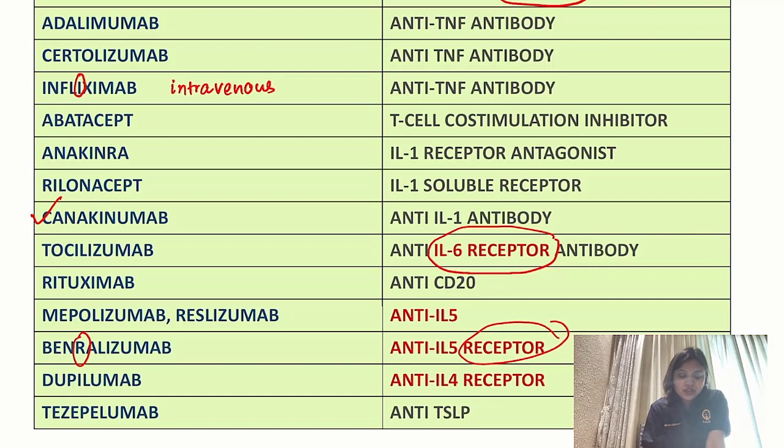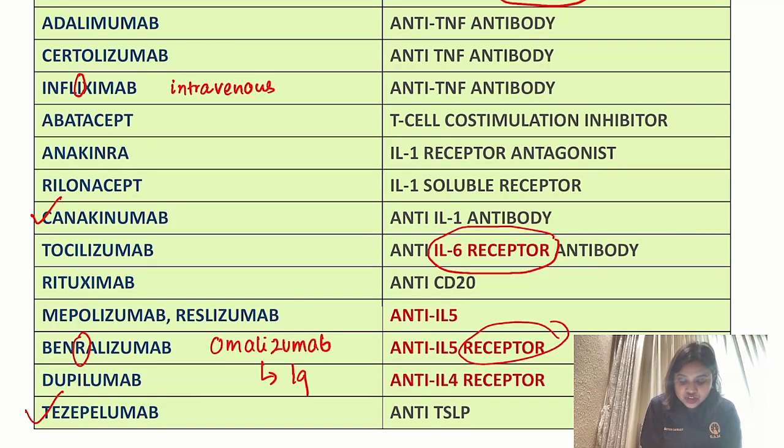Whereas lastly, we have the new drug in bronchial asthma, tezepelumab. This tezepelumab is anti-TSLP, thymic stromal lymphopoietin antibody. And you all know one drug which is very common, that is omalizumab. And omalizumab is against IgE.